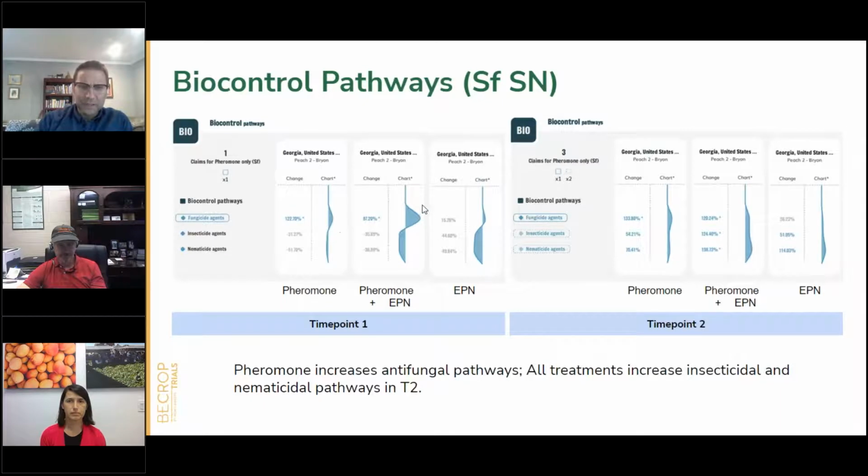And here we see again that the pheromone itself is playing a big role in increasing the fungicide agents, these fungicide pathways, in the Feltiae. And then we see that as we get to that second time point, we still see those effects, and we actually start to see a little bit more effects. So we're seeing more insecticide agents, more basically that you're building up the natural biocontrol of the system, the microbial biocontrol.